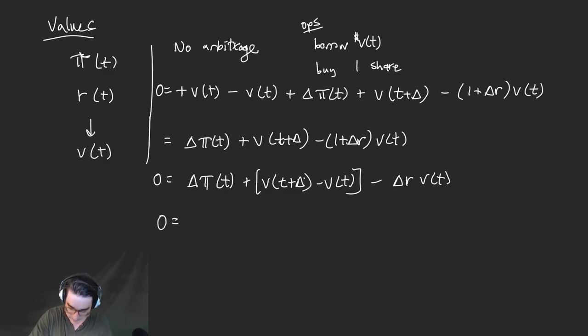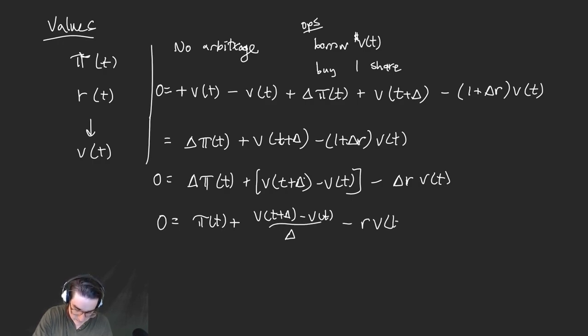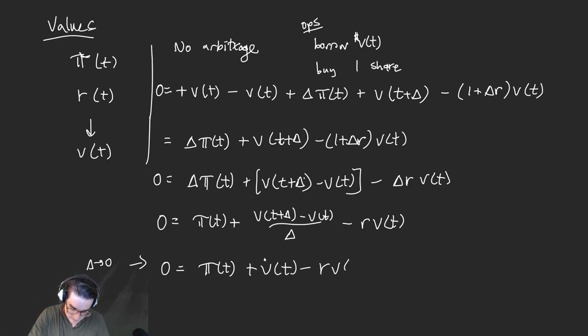So divide by delta, then we get pi of t plus, essentially what's clearly just going to limit to the derivative of v, minus r times v of t. Take the limit as delta goes to zero. Then we get pi of t plus v dot of t minus r v of t. So that's an equation; it relates v and v dot to pi.